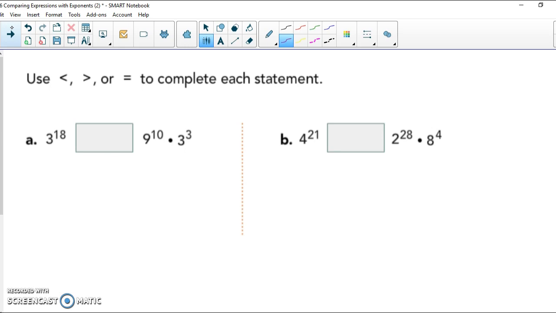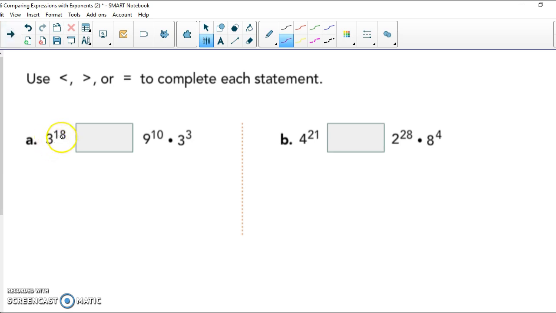As you take a look, you're probably noticing we have different bases. So take a second to think through how you could compare these and then unpause so you can check your work. All right, now that you have given it some thought, let me talk you through.